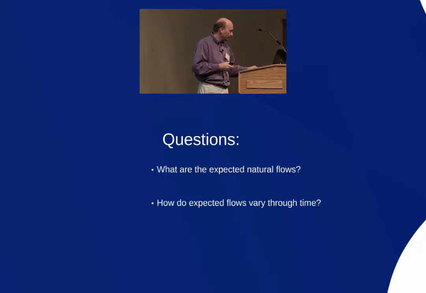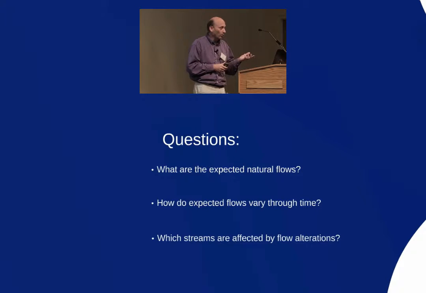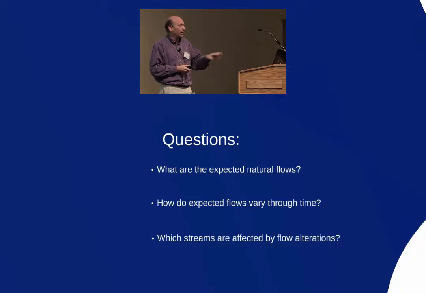So what are the natural flows that we expect? And then how do those flows vary through time? We know that there's a tremendous amount of annual variability in stream flow that's just due to natural fluctuations in precipitation. And if we can get these first 2 pieces, then I think we can go to where we really are able to integrate an assessment of flow alteration with assessments of chemicals and other stressors that might be affecting the health of a stream in any particular place. And so these are the questions that inspired a lot of our work.